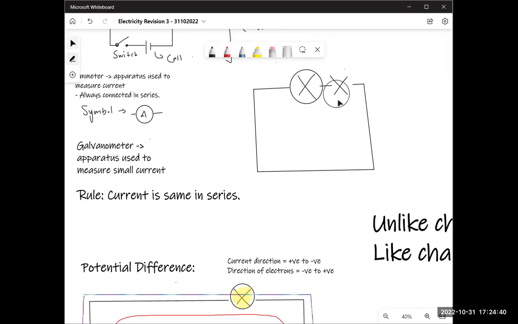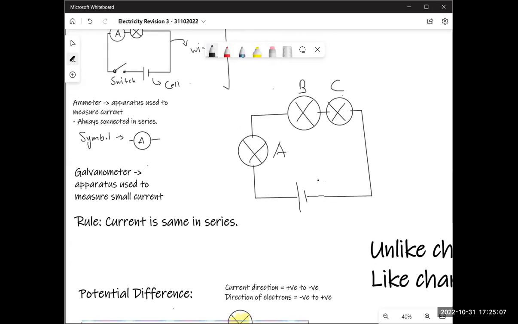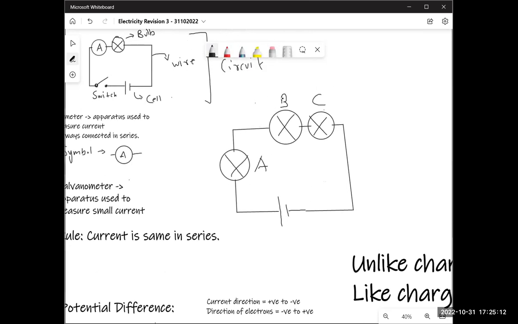Let's say I make two bulbs and another bulb right here: bulb A, B, C. And there's another battery connected. Now you have to tell me, you have bulb A, bulb B, and bulb C. If the current in bulb B is 2 amperes, how much is the current in bulb C?